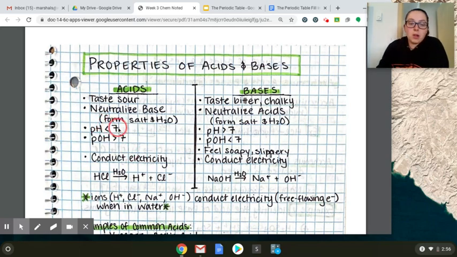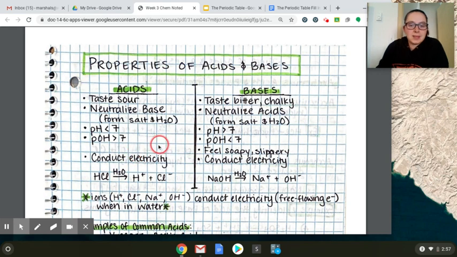pHs that are lower than 7 mean it's an acid when you test that. pOH is kind of the opposite of pH, and it measures the basicity, so how much of a base it is. And the pOH for acids is greater than 7 because acids are not bases.